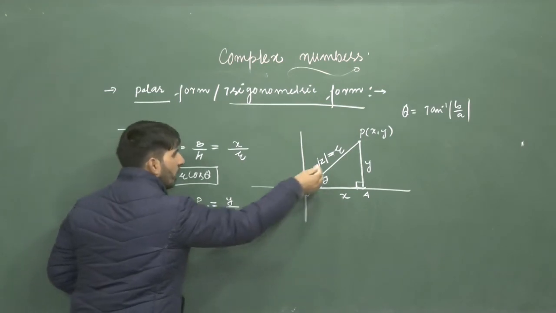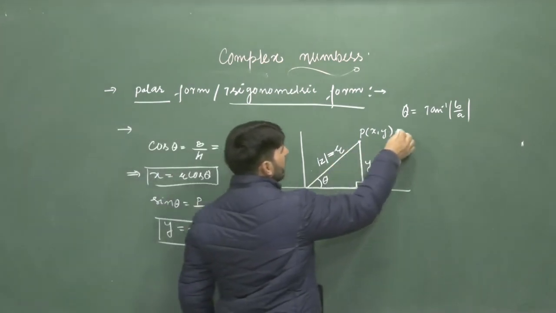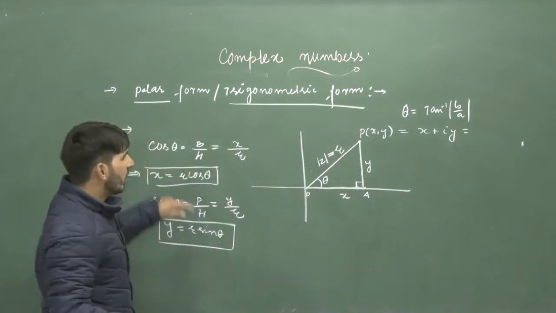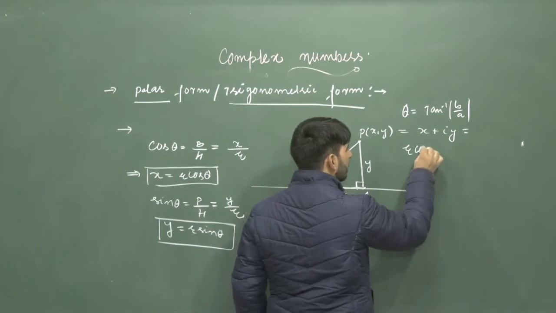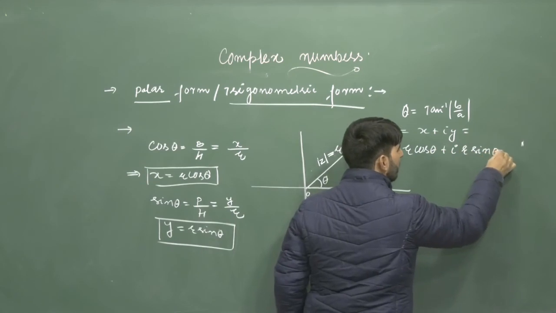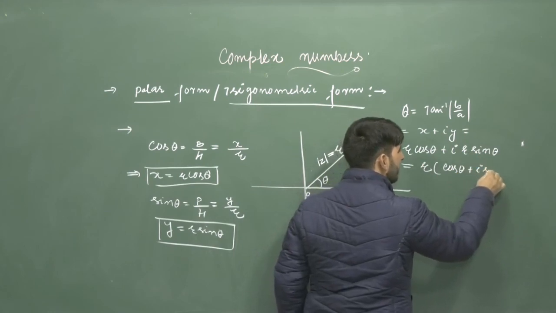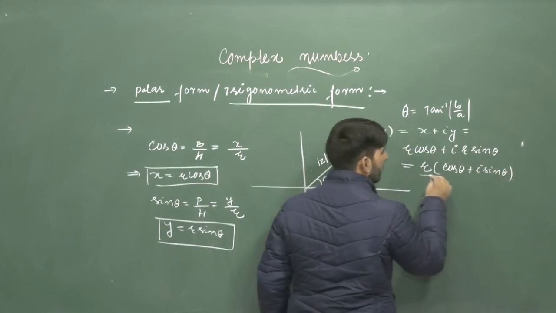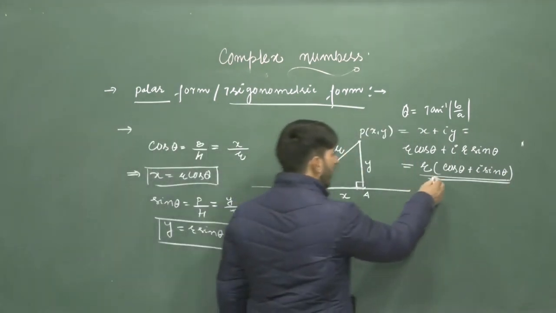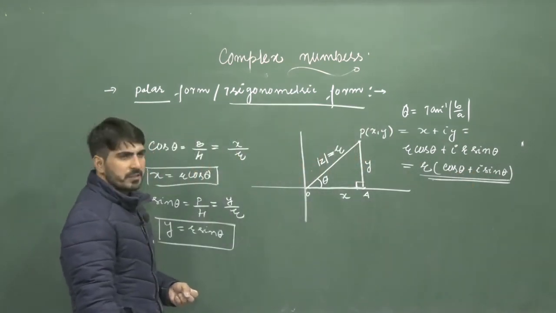What is r? Actually, it's the modulus of the complex number. As we know, this point is a complex number x plus iy. Now, what is x? r cos theta. Therefore, the number is equal to r cos theta plus i times r sin theta. So, taking r as common, we have r times cos theta plus i sin theta. This is known as the trigonometric or polar form of the complex number, where r is the modulus of the complex number and theta is the amplitude or the argument of the complex number.